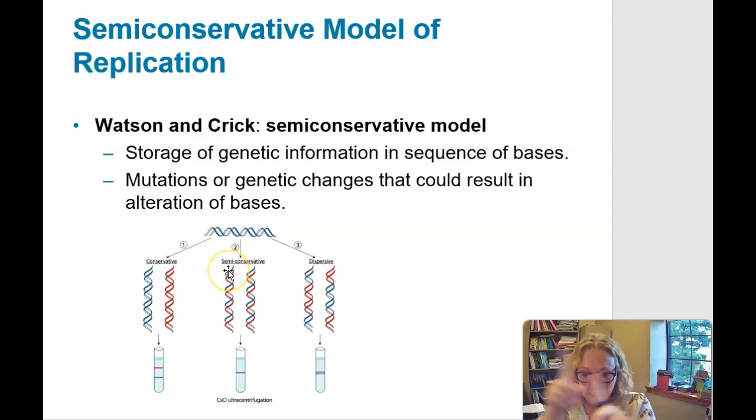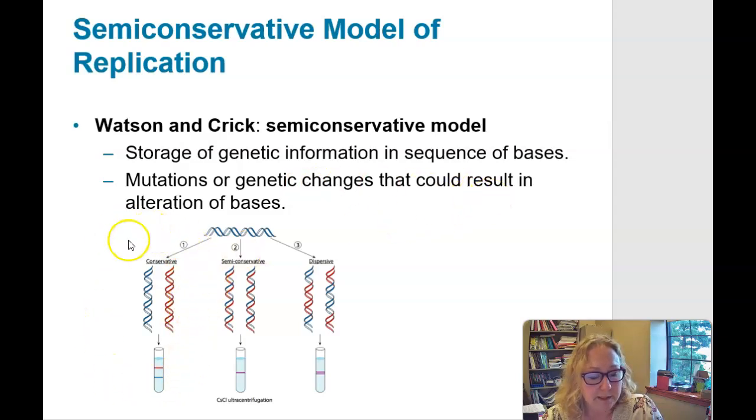Do you have one copy of the old and one copy of the new? Or is it like a mosaic? This is the dispersive theory. Which one of those is it? So essentially, how is the storage of information and sequence of bases actually replicated?